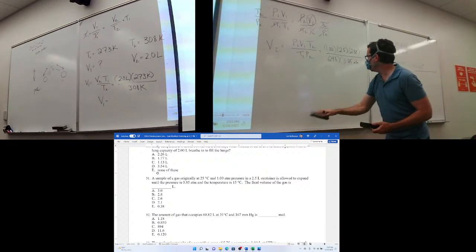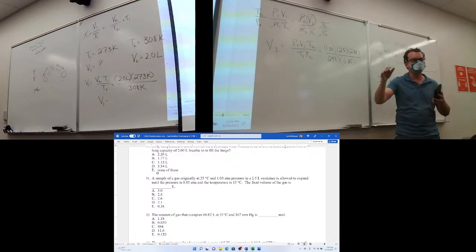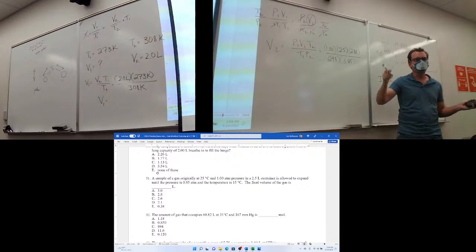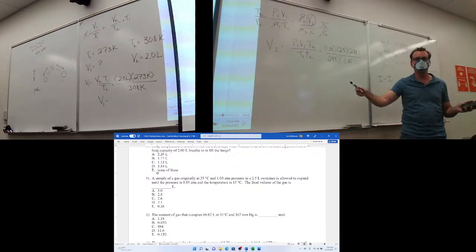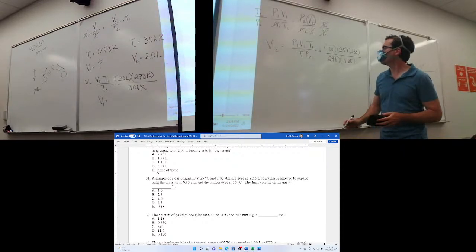Please don't feel like you should do it like I'm doing. Sometimes it's helpful to label everything before you start. That's V1, that's T1, that's P1. Make sure you label it so you know, oh, I'm plugging in the right things.